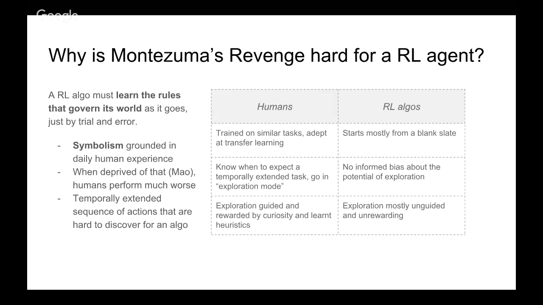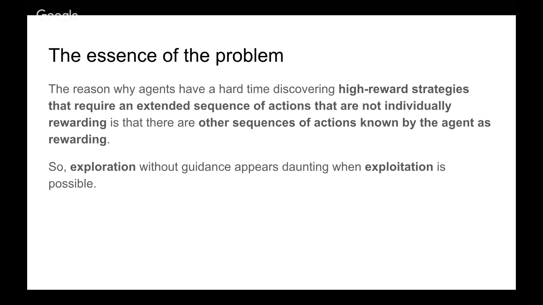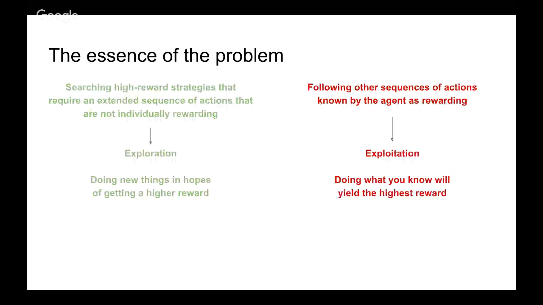The essence of the problem is that high reward strategies that require an extended sequence of actions that are not individually rewarding, in the sense of the reward function, are not likely to be selected by a reinforcement learning algorithm in general. In particular, this is so when there are other sequences of actions which give some reward and which are simpler and already known by the agent. The discovery of the high reward strategies is what's called exploration, and exploitation is the second thing, when you just go for what you know will give you some reward. This dilemma is what we are trying to study during this whole course through different algorithms.